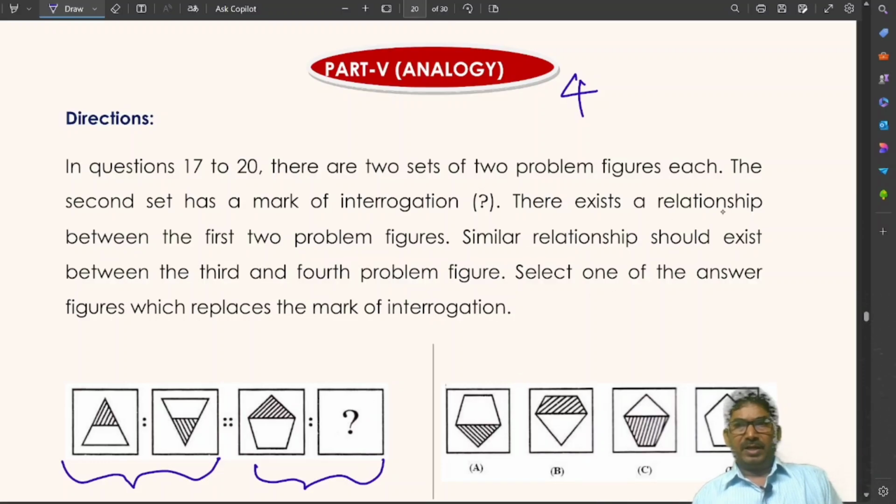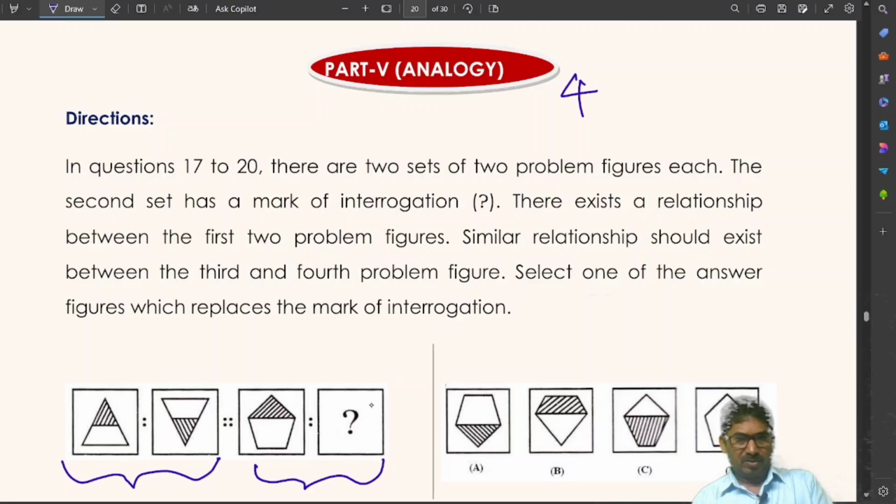There exists a relation between the first 2 problem figures. See what the relation is, we can see next. Similar relations should exist between the third and fourth problem figures. So these two have some relation, and the same relation we have to continue in these two figures. Select one of the answer figures which replaces the mark of interrogation. Which figure comes in this question mark?